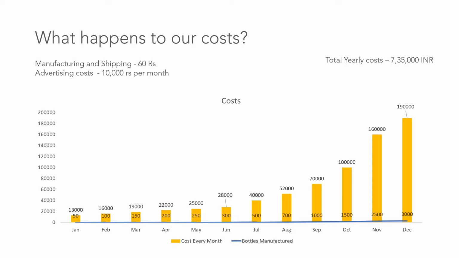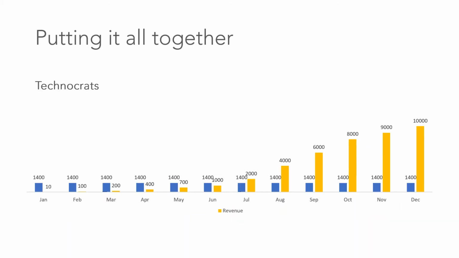The costs go up from there every month as we manufacture more bottles and ship them. In reality, manufacturing costs will come down as we manufacture more bottles, but for simplicity's sake, let's keep the cost constant. As you see, we spend about 7,35,000 in our first year of business. So now let's put our revenue and costs together for both companies and let's see what we get out of it. For Technocrats, we see that in the 7th month, that is July, our revenue becomes more than our costs. And after that, we start making profits every month.